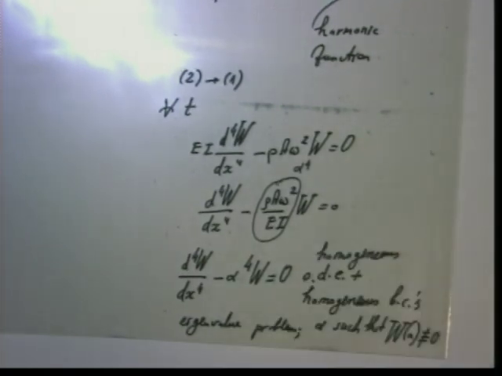So the equation that I get is as follows. For capital W, EI d⁴W/dx⁴ minus rho A omega squared capital W equals 0.